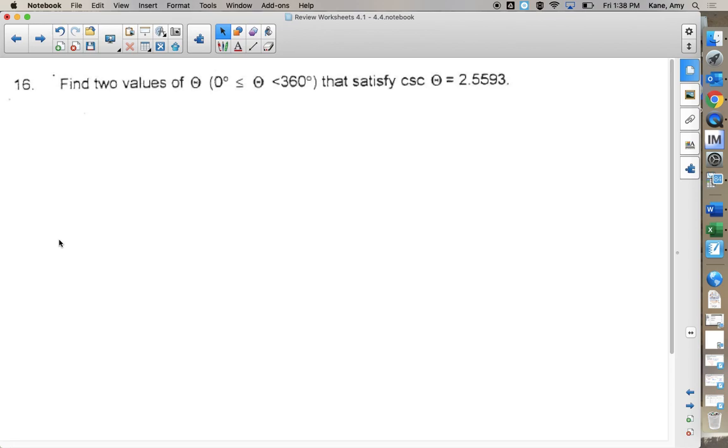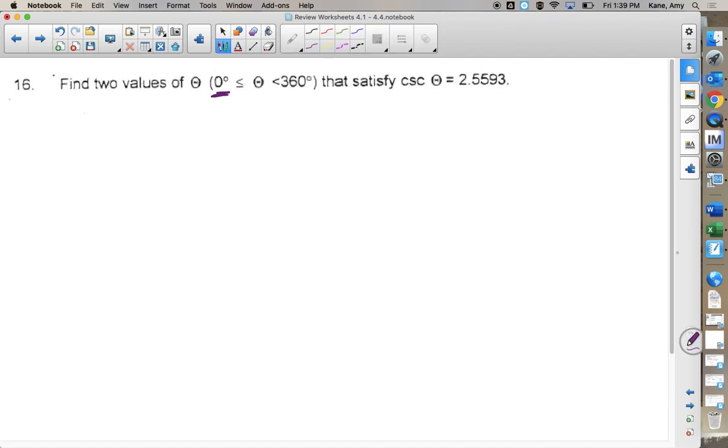So I wanted to go over 16 because it's pretty much the same type of problem that we just went over. Find two values, so we only need two. And if I didn't say two values, how would you know you need two? Because I'm not going to say find two values. Maggie, how do you know you need two?